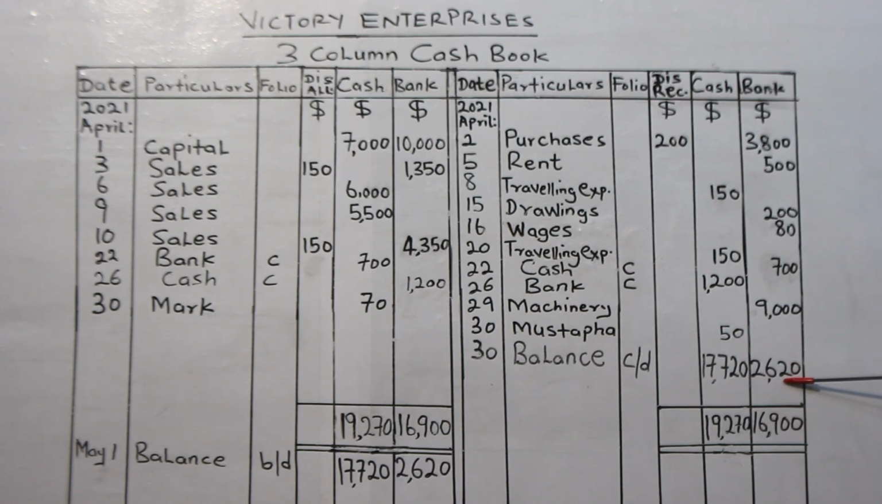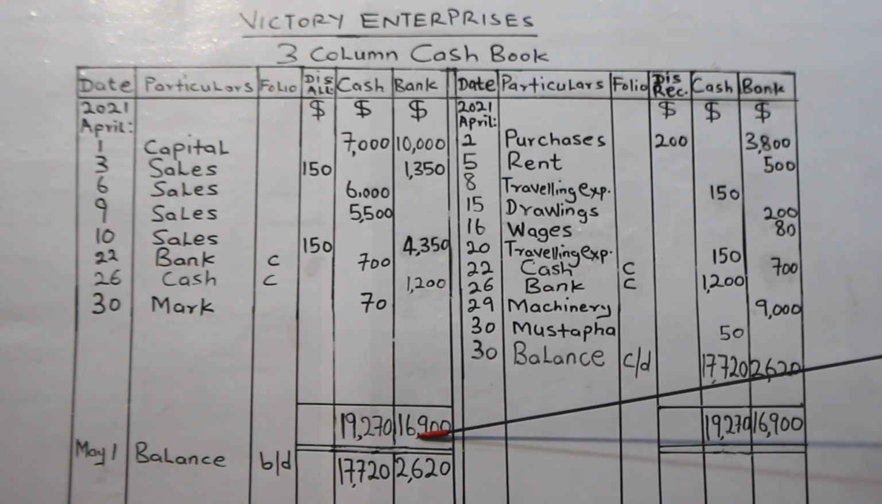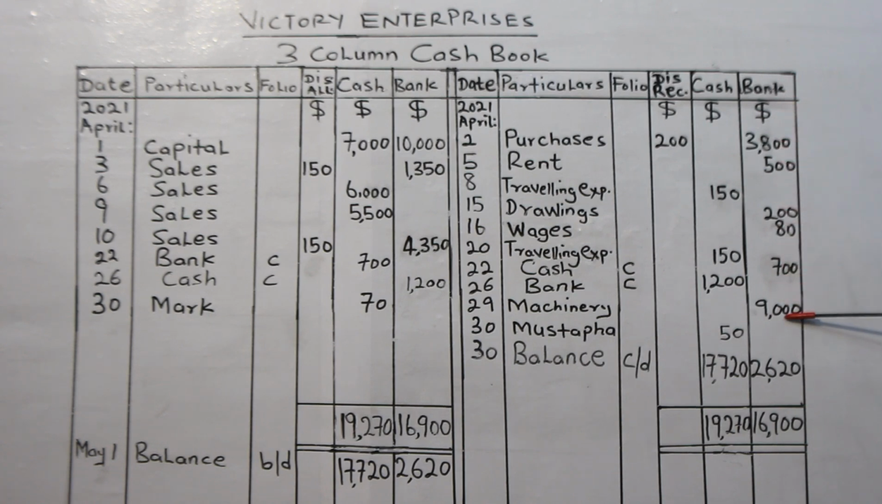Now this 2,620 represents the balance carried down for the period. And if you add 2,620 plus 9,000 plus 700 plus 80 plus 200 plus 500 plus 3,800, it's going to give you a total of 16,900, which is equal to the total amount received in the bank. So what are we saying? The total amount received in the bank minus the total amount spent through the bank will give us the balance carried down. And when you add the balance carried down plus the total amount that was spent, it gives you back the total amount received in the bank.